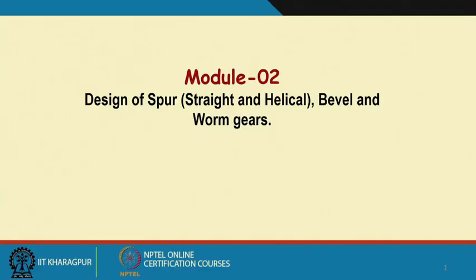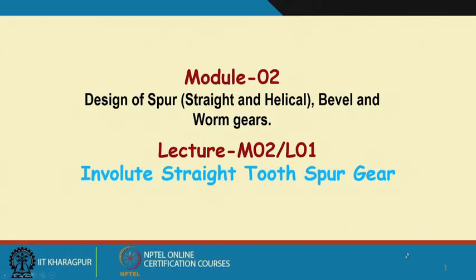In module 2, we shall learn about design of spur (straight and helical), bevel and worm gears. This is the fundamental technique of designing such gears with involute tooth. So, the first lecture of this module will be on involute straight tooth spur gear design.